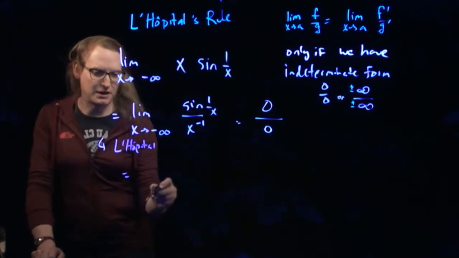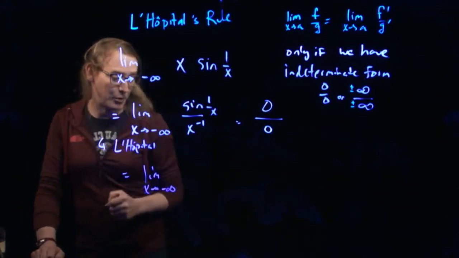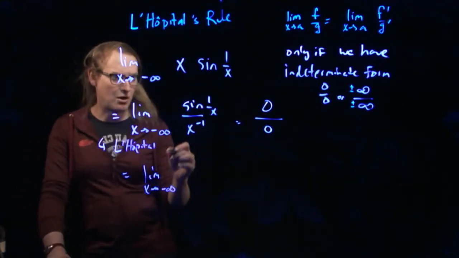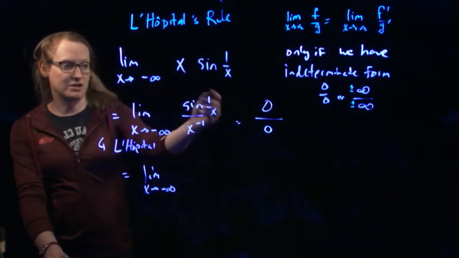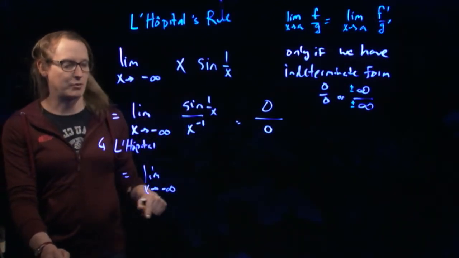So this has to be equal to the limit as x goes to negative infinity. That part's not going to change. Now we're just going to take the derivative of these. I'm not taking the derivative of this thing, so there's no quotient rule. I'm taking the derivative of the numerator and denominator separately.